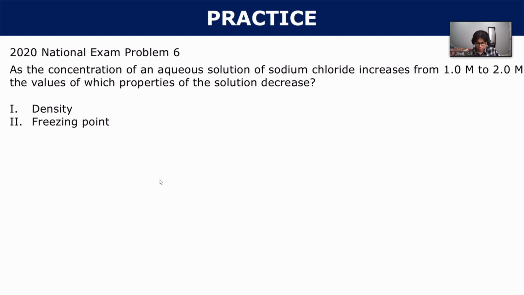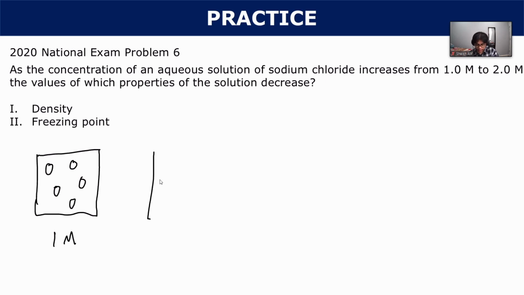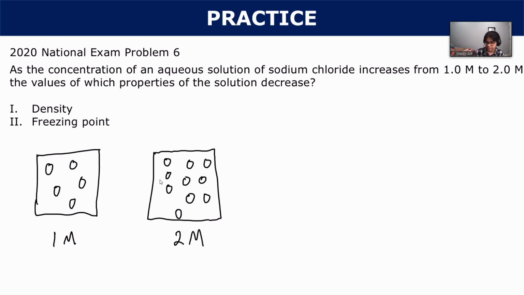So let's try to imagine what that looks like. Let's say we have this box right here, and this box represents 1 liter. And let's say you have this many particles is 1 molar. And over here you have another 1 liter box, and in this one you have double that. So in this one we had 5, and so in this one there's going to be 10. 1, 2, 3, 4, 5, 6, 7, 8, 9, 10. Okay, and that's a 2 molar concentration box.